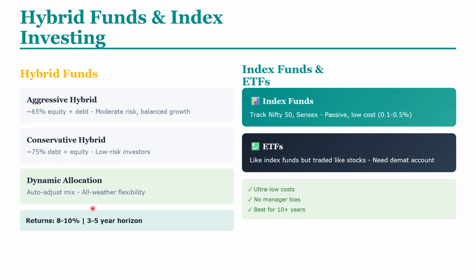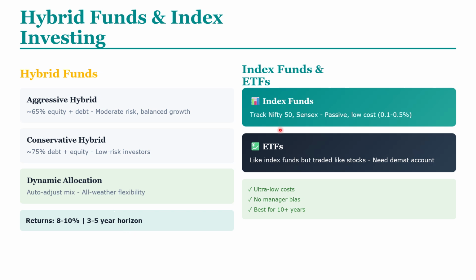Dynamic allocation. In dynamic allocation, the mix auto adjusts, giving all weather flexibility. Meaning if there is scope for equity growth, then most of the amount will go to equity. If there is volatility, then most of the amount will go to debt. So dynamic allocation is all weather friendly. Here returns for hybrid funds may vary from 8 to 10%, and the time horizon may be 3 to 5 years. Now let's see index funds.